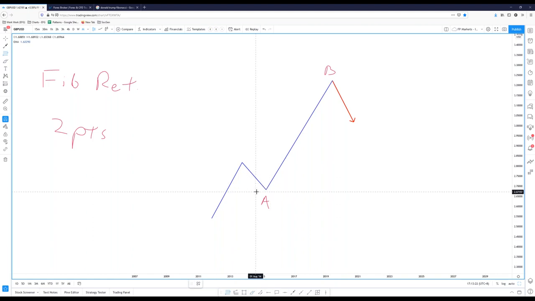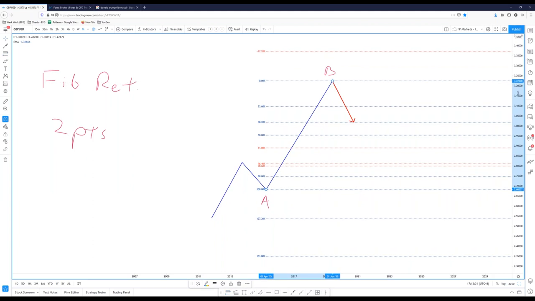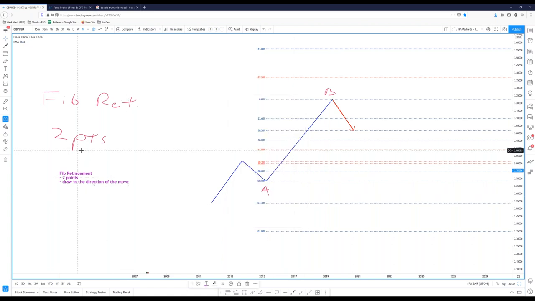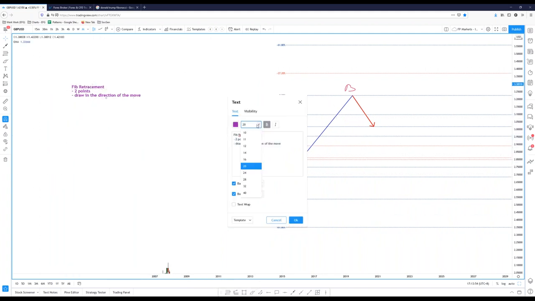Now, if we were to take Fibonacci retracement, we always draw it in the direction of the price movement, from low to high. Let me write it here. Fib retracement makes use of 2 points. Draw in the direction of the move. This is important for you guys. I'm going to collate my points here, and try to make the words a bit bigger so it's easier for you to see.